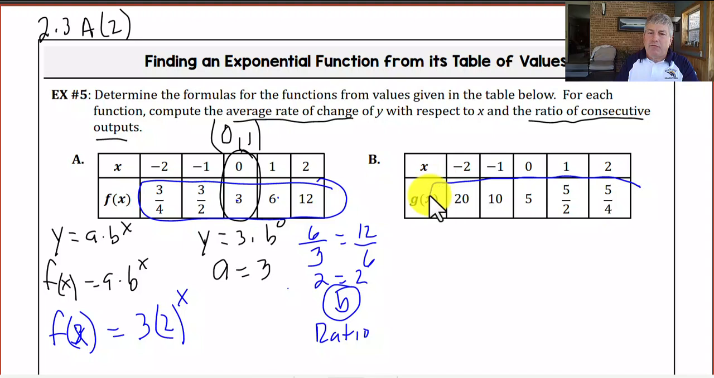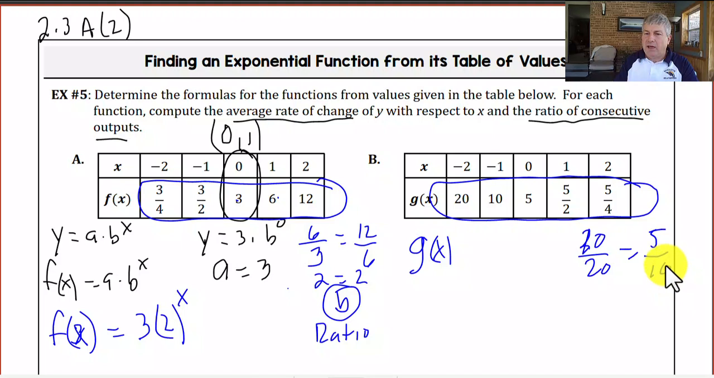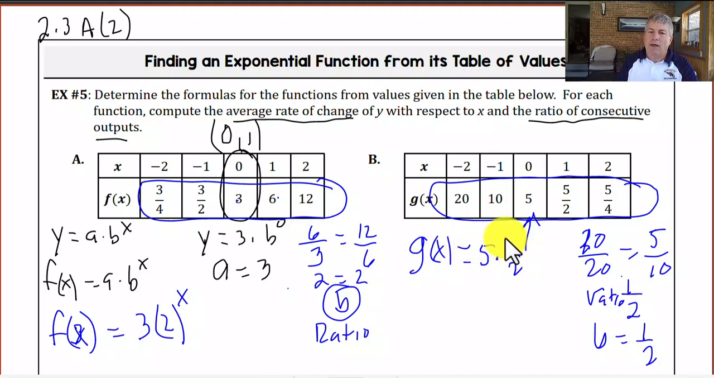Using the same information in g of x, we see our y's are 10 over 20 and 5 over 10. So we have a ratio of 1/2. That ratio of 1/2 again tells us our b value. So we know our b is 1/2, and our a value comes from our y-intercept. That is 5. So we know our function is 5 times 1/2 raised to the x power. So a is 5.